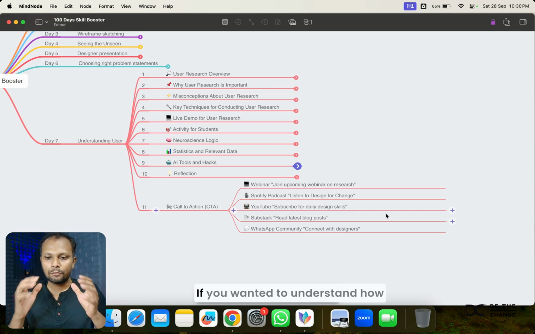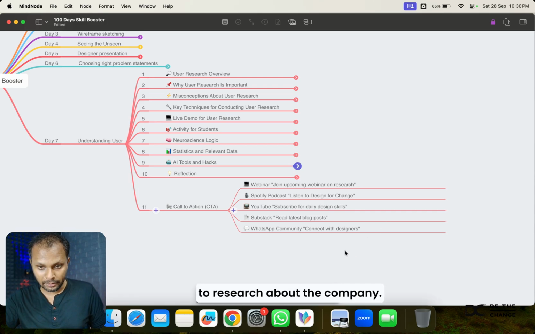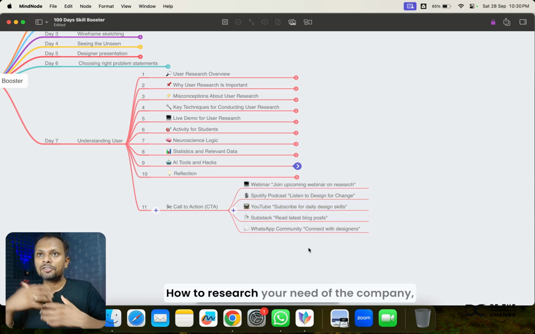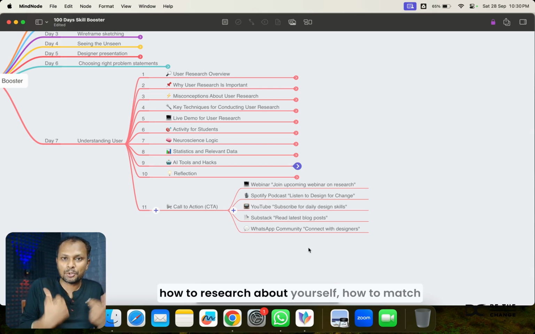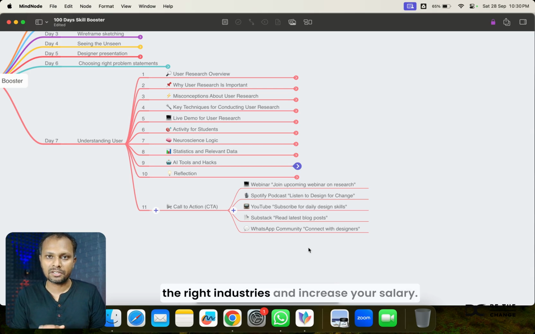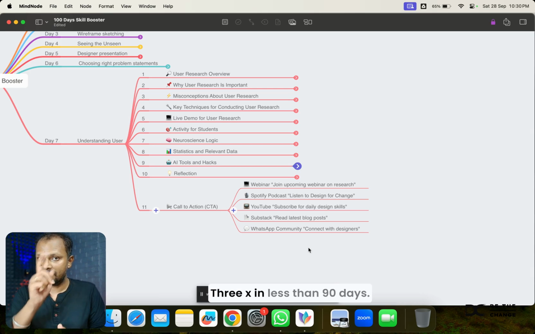Okay, so finally, to wrap up, user research is also a small part of the whole equation. Research is not only for projects, guys, it's also for companies. How to research the needs of the company, how to research about yourself, how to match these things, how you can target the right industries and increase your salary 3x in less than 90 days.